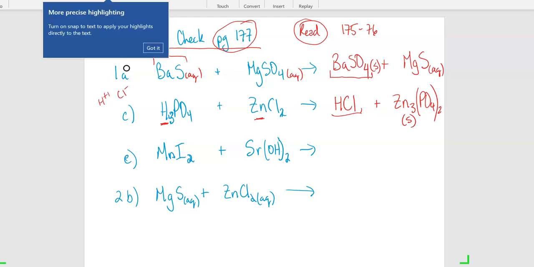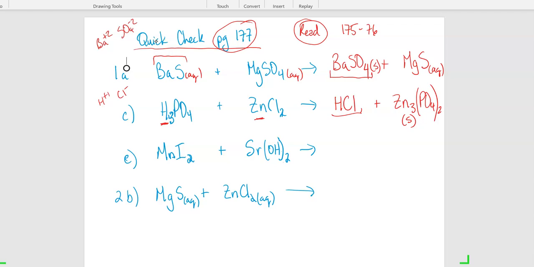So we've got barium sulfate being our precipitate in the first one, zinc phosphate precipitate in the next one. And for E, we've got manganese iodide and strontium hydroxide. This is going to give us manganese hydroxide and strontium iodide. In this case, our precipitate will be the manganese hydroxide, and so this would be solid. All right, so that's identifying your precipitate in the double replacement reaction.